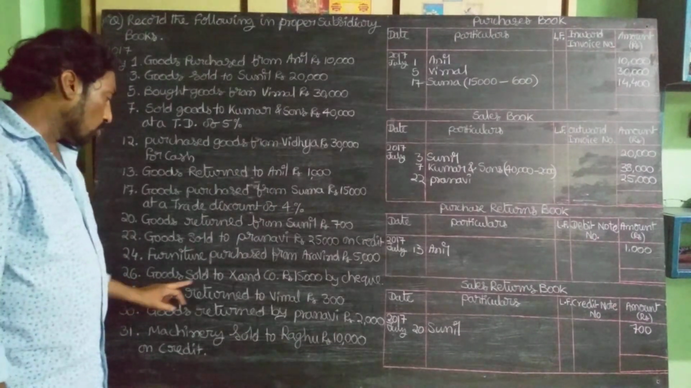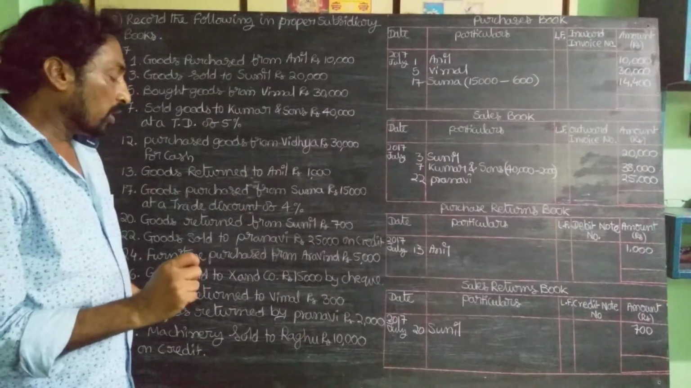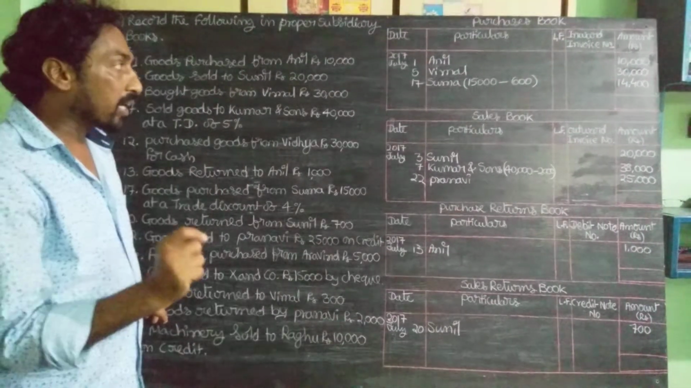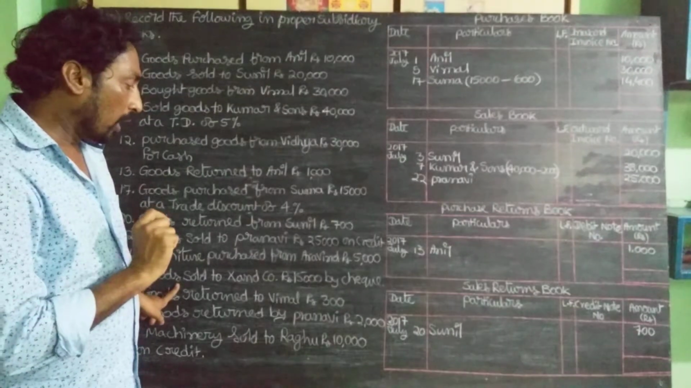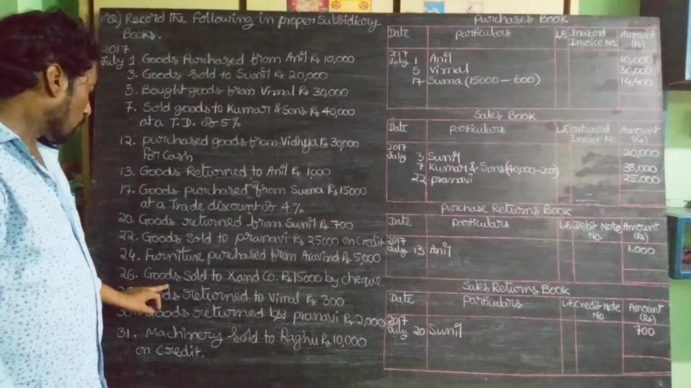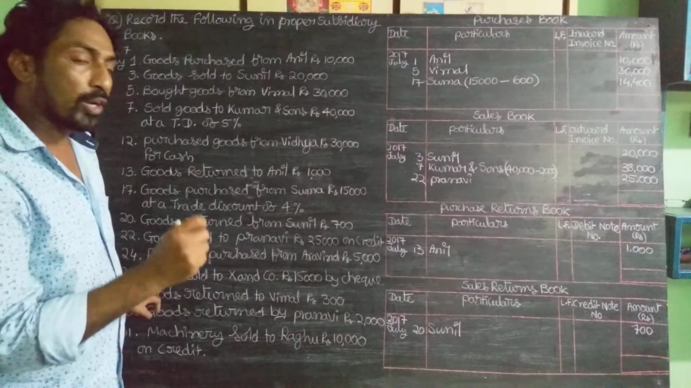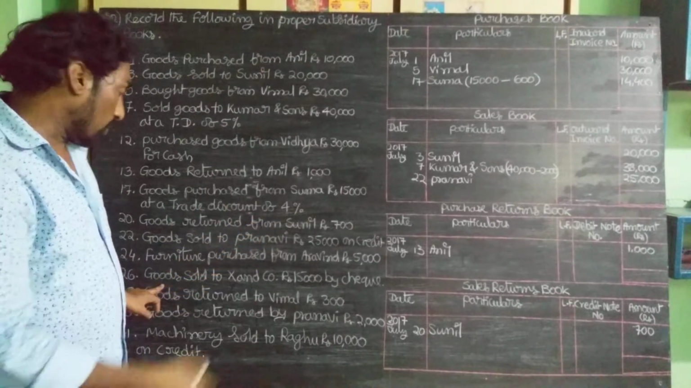Further, 26th, goods sold to X and Co, 15,000 by cheque. Goods sold on credit are to be recorded in the sales book. But goods sold for cash, or goods sold and received by cheque, are not recorded in the sales book. This transaction is recorded in the cash book, to be explained in the next class.